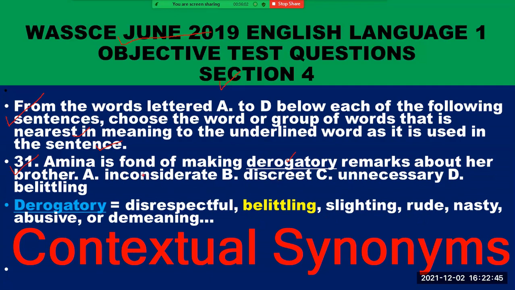Now, option A, inconsiderate. Inconsiderate, no. You may be inconsiderate, but not abusive. B, discreet, no. C, unnecessary, completely no. And D, belittling, yes. That's one of the meanings of derogatory, belittling or abusive. You can choose any of these, all right?